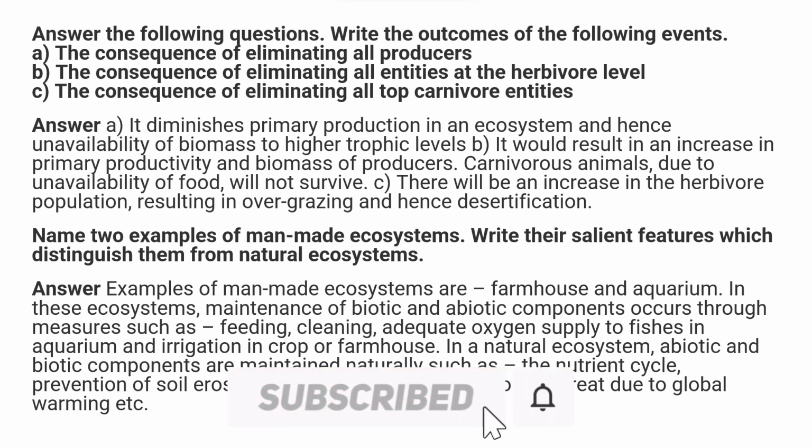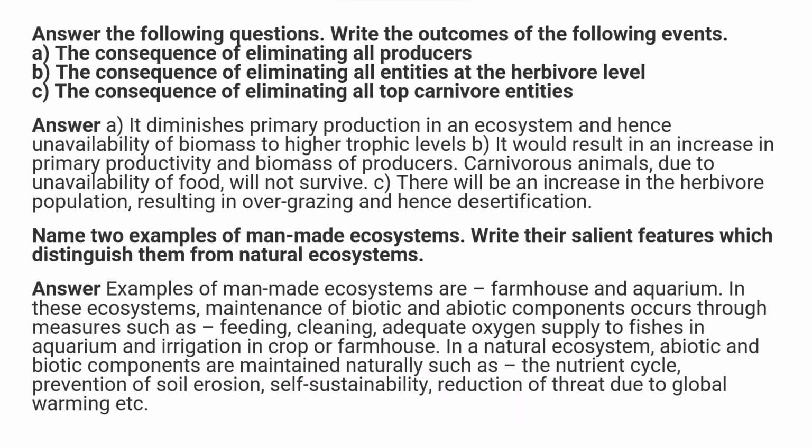In a natural ecosystem, abiotic and biotic components are maintained naturally such as the nutrient cycle, prevention of soil erosion, self-sustainability, reduction of threat due to global warming, etc.